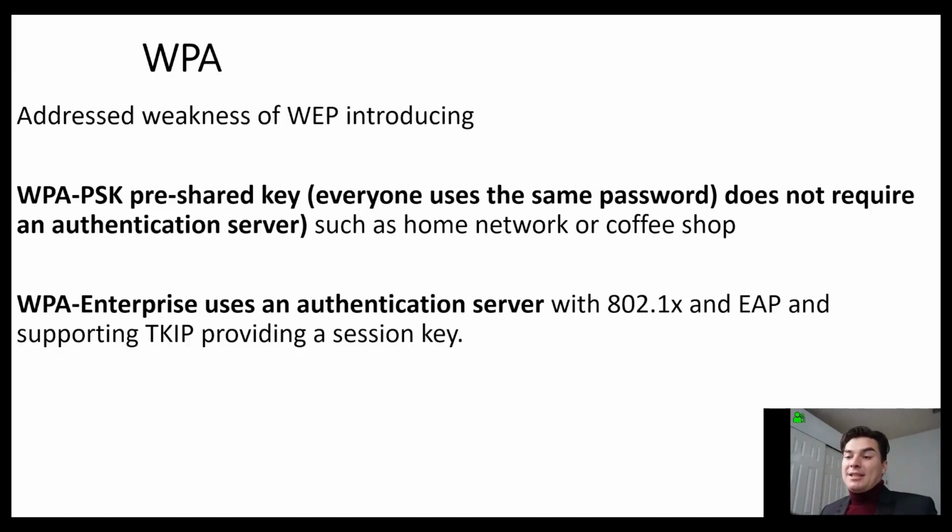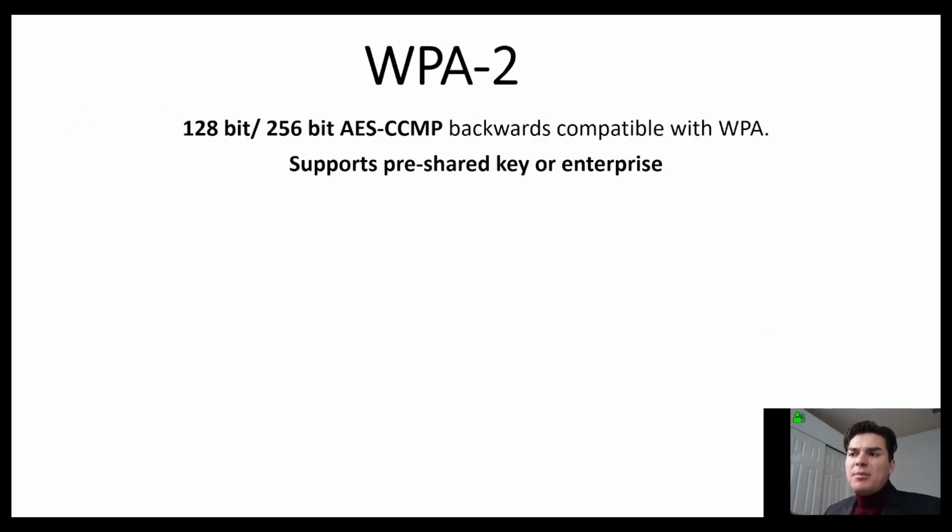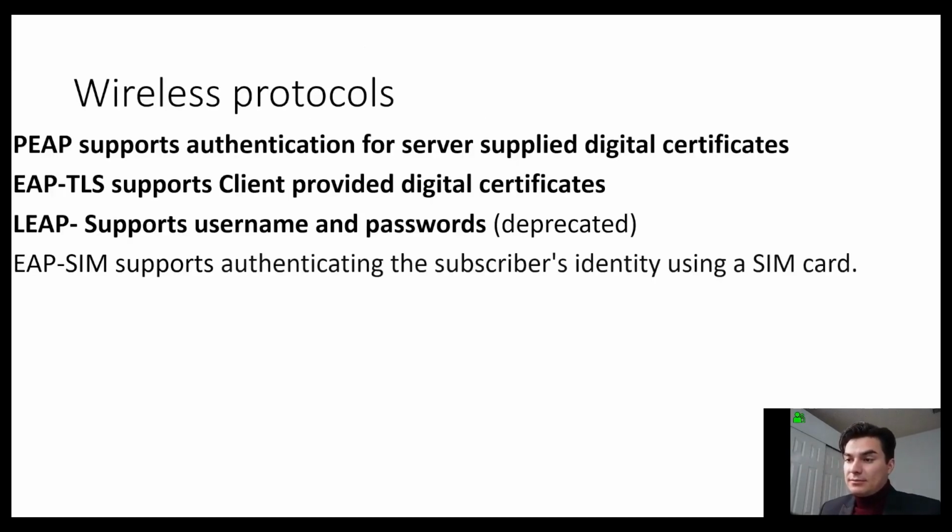Now, in Enterprise, it uses an authentication server, so that's WPA Enterprise. So everyone has their own username and password. It uses 802.1X and EAP and supports TKIP with a session key. Now, WPA2, this is one of the newer wireless standards that they have out. It's 128 bits with 256 AES CCMP. It's backwards compatible with WPA, and it supports a pre-shared key or enterprise.